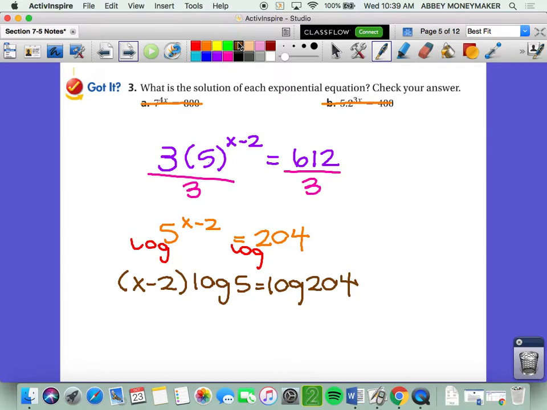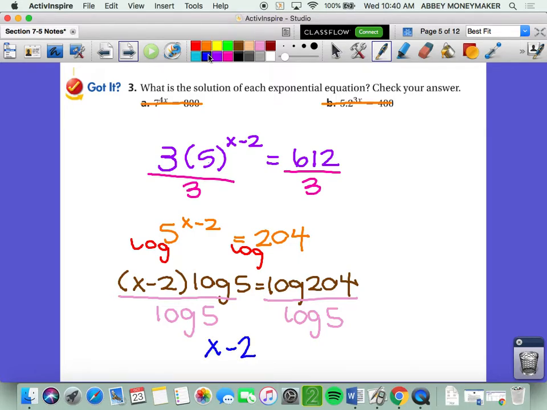Okay. From here, what's my first step? Divide by the log of 5. Why am I not dividing by -2? Yeah, that's with the x, right? It's not all being multiplied in this case. So we've got to figure out what is the log of 204 divided by the log of 5.